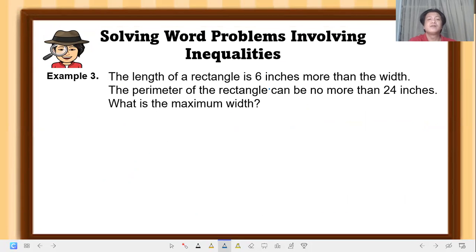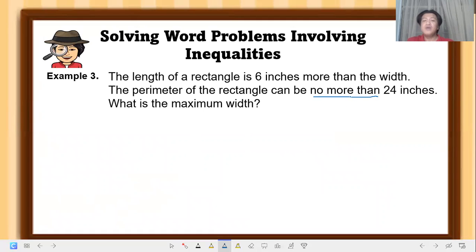Okay. And with that, let's have number 3. The length of a rectangle is 6 inches more than the width. The perimeter of a rectangle can be no more than 24 inches. What is the maximum width? Okay, analyze natin. Gumamit siya ng salitang no more than. The word no more than, ibig sabihin hindi tataas.